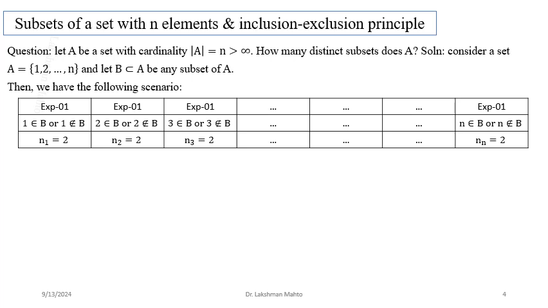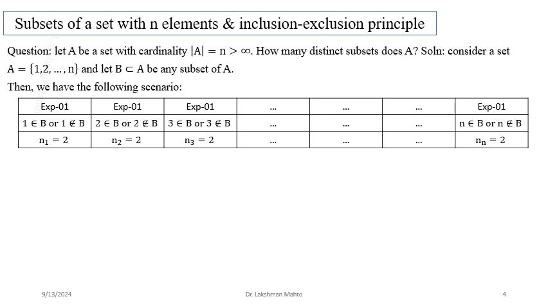So how many options are there? Two options. In the first experiment, two choices. In the second experiment, two options. Likewise, in the third experiment, whether 3 is in B or not, so n3 equals 2. Likewise, whether n is in B or not. Again, two choices. All these are happening in a very sequential manner.